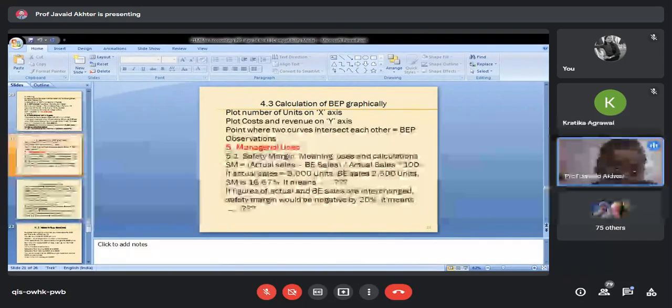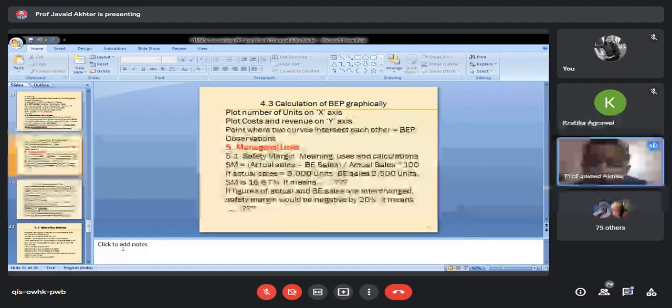Okay, any other question or shall we move on? Okay, if no questions, we move on to the next part of break-even analysis, that is, what are the managerial uses. In what way does it help an organization in taking decisions. There are several, maybe a dozen or more, but I have taken a limited number.